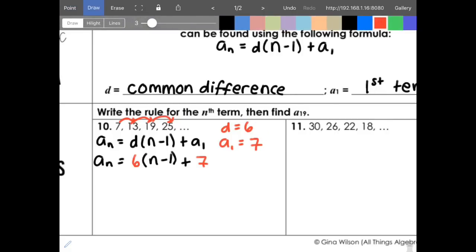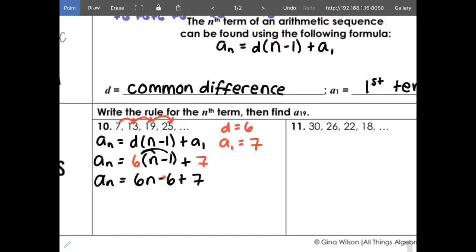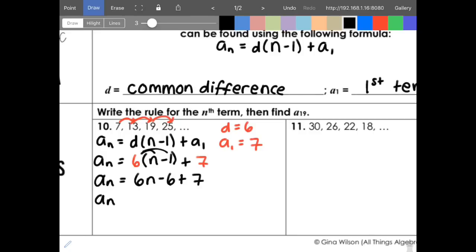So what can I do now? Well, I can distribute. This is distributive, so let's do that. Let's keep A sub n the same. Equals 6 times n is 6n. 6 times negative 1 is negative 6, plus 7. Do I have anything on the same side of the equal sign that I can collect? Yeah, negative 6 plus 7 is positive 1.